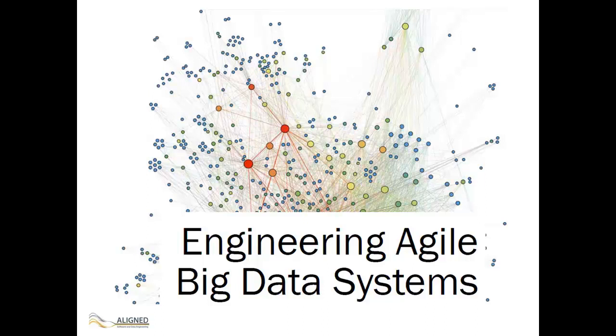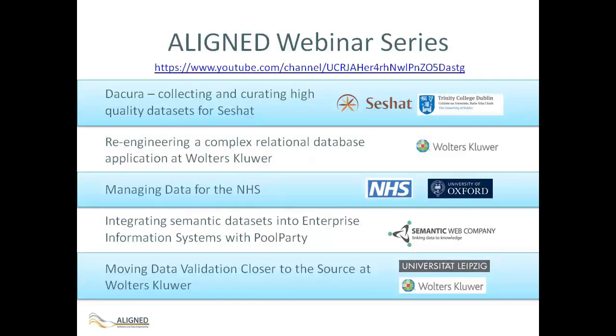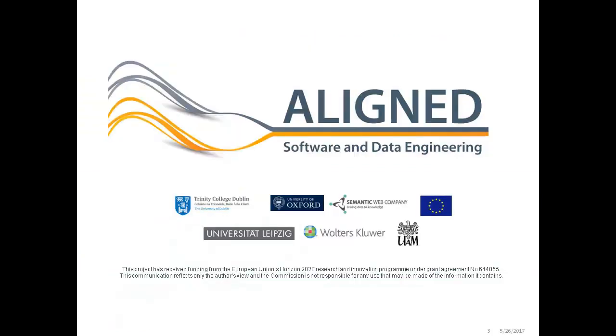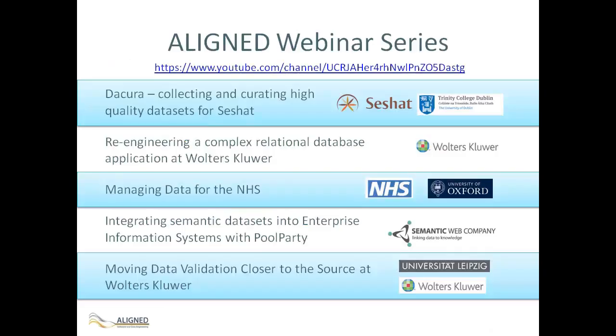In this webinar series, we are showing how the latest breakthroughs in computer science research are helping organizations to deal with the practical challenges of big data. The series consists of 5 case studies from a range of different sectors. In each case, we show how tools developed in the European Horizon 2020 Align project are enabling large communities of users to leverage the value of their data.